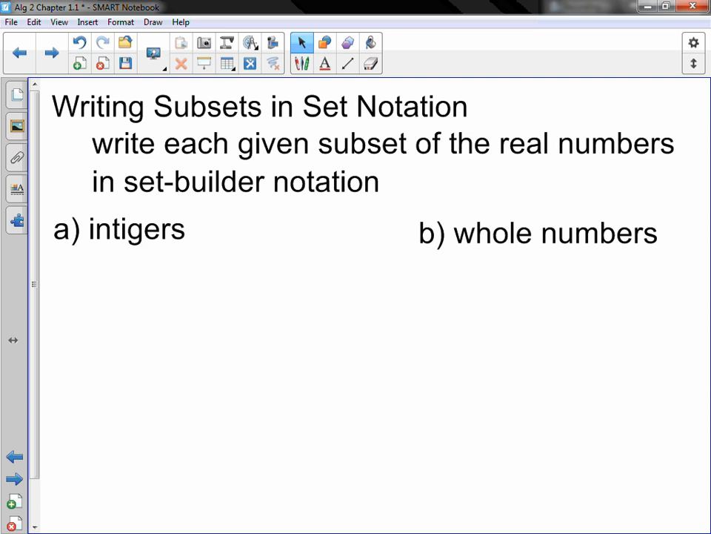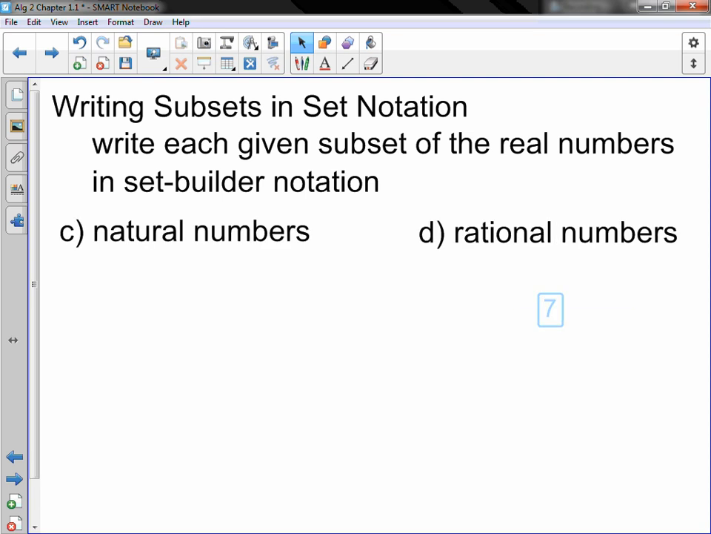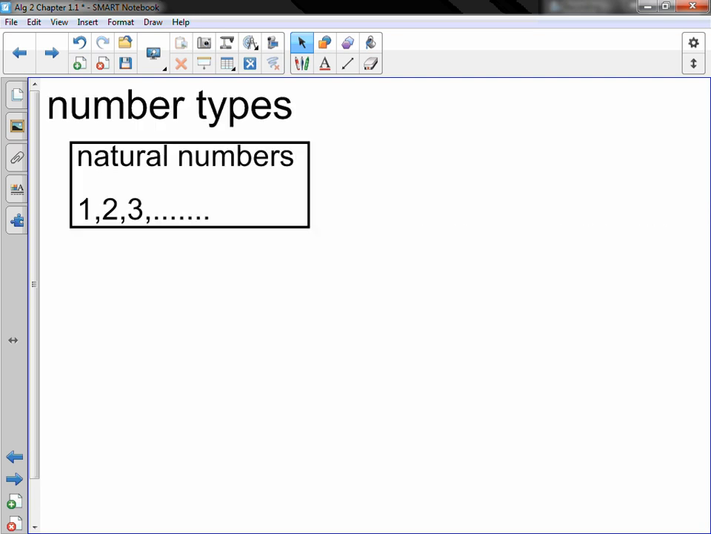Okay. How many have heard of the different number types? You probably heard it at some point because we talk about the real number system, yes? And that's a group of numbers. Now, the first one we have is something called natural numbers.